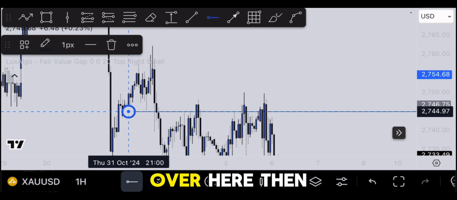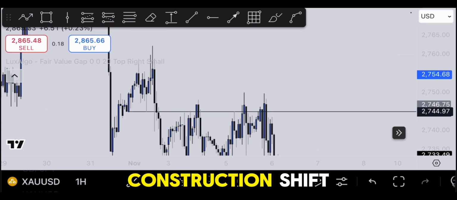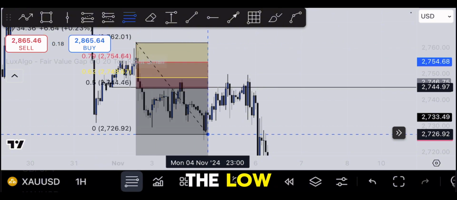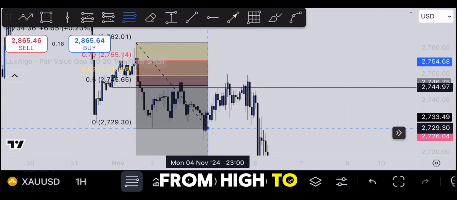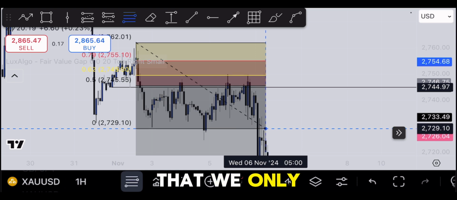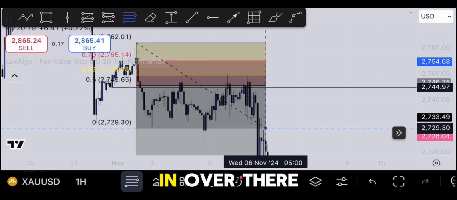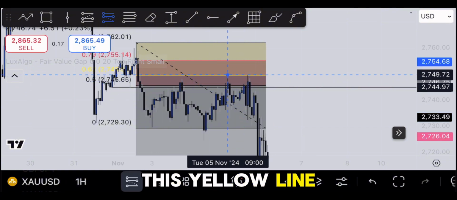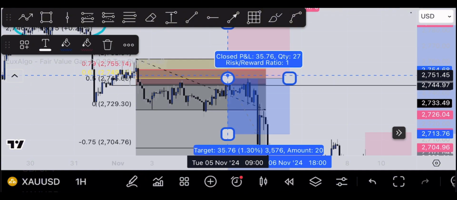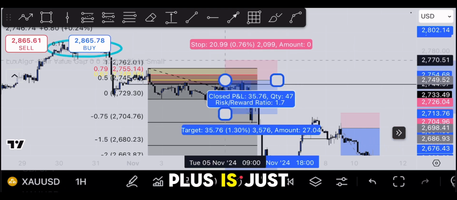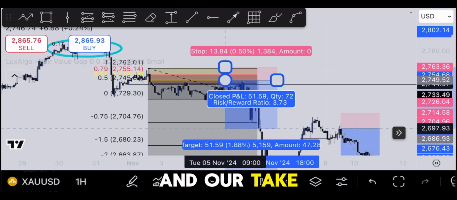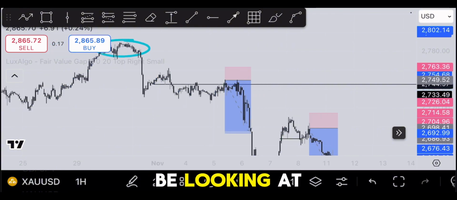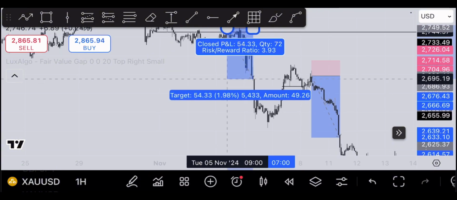We broke this over here. Then after we broke it, that's our market structure shift. We draw our fib from high to the low. So if you wait for the 50%, you'd have been in over there. But if you wait for that OTE zone, this yellow line, you would have been tapped in here. And our stop loss is just about this high. And our take profit is at 1:4. So this would have been a trade that you'd be looking at. Something like this.